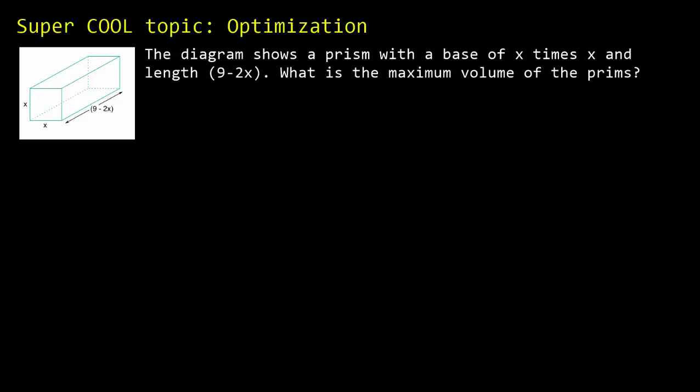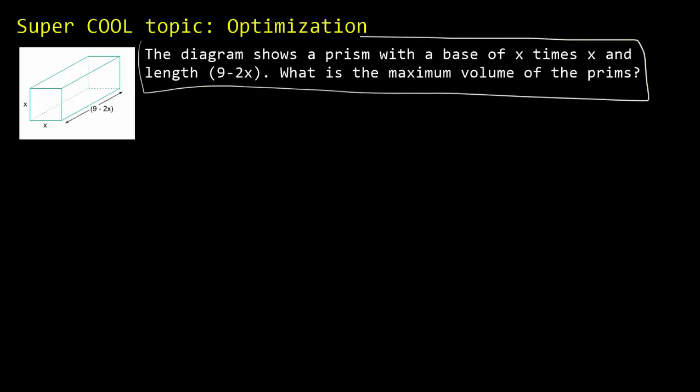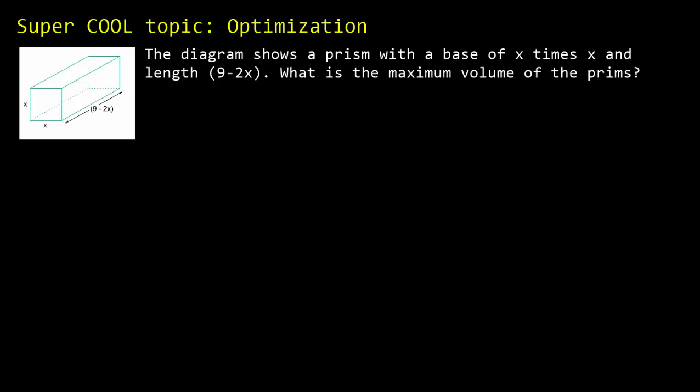Here's another example of an optimization topic. The diagram shows a prism with a base of x times x and a length of 9 minus 2 times x. So here's the diagram, and the question is, what is the maximum volume of the prism?